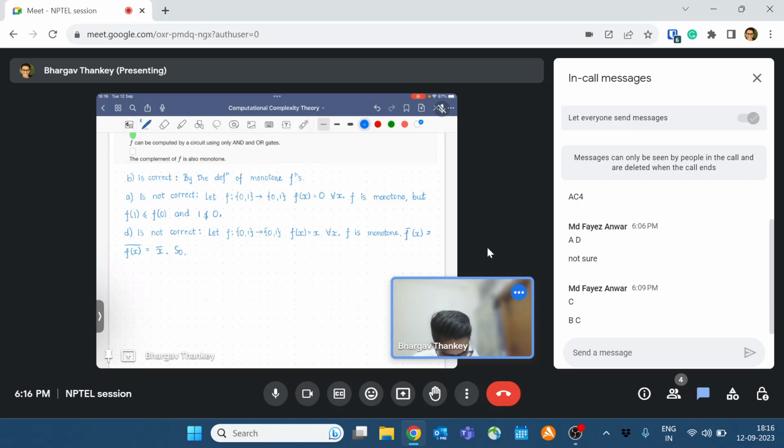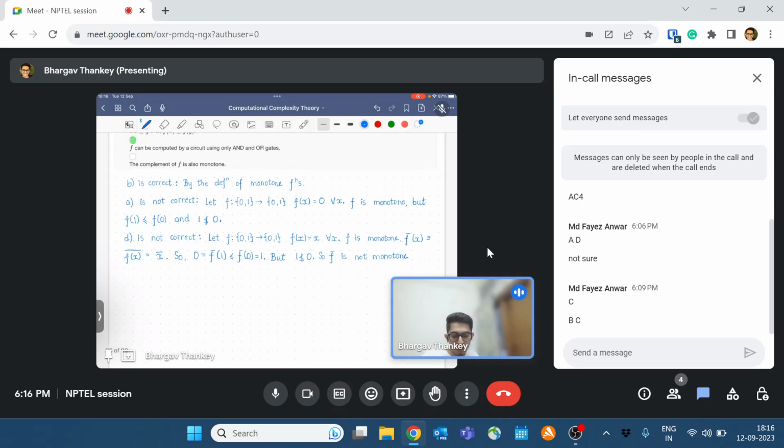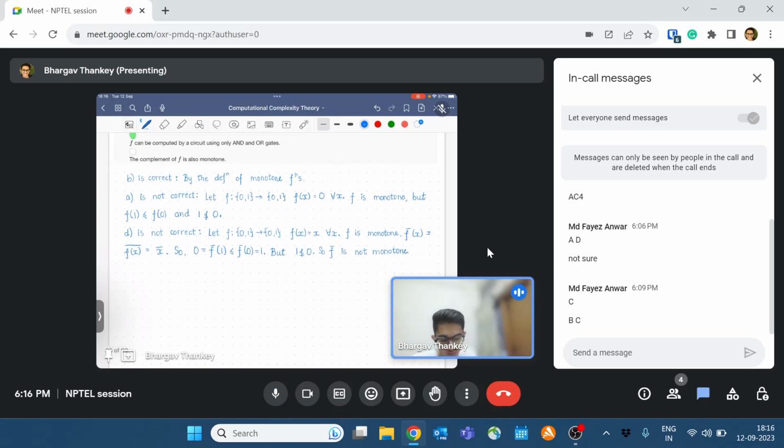So 0 is equal to f complement of 1, which should be less than or equal to f complement of 0, which equals 1, right? But 1 is not less than 0. So f complement is not monotone. We have an example of a monotone f for which its complement is not monotone. So D is false. Now let's prove why C is correct.